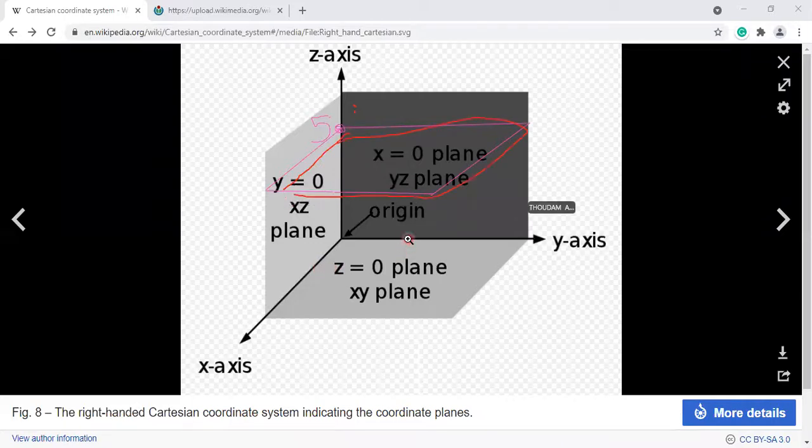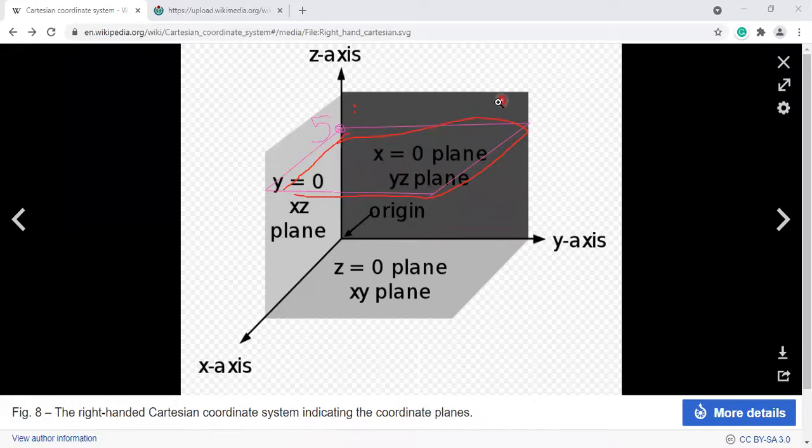Similarly, when you put y equal to some constant, it will also be a plane. When you equate any of the coordinates to a constant, what do we get? We get a plane, and these planes will intersect along the x axis, y axis or z axis.